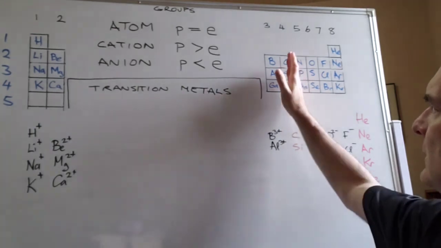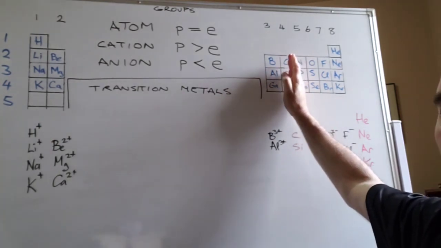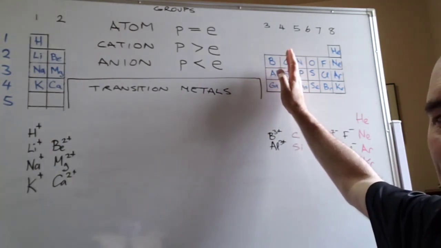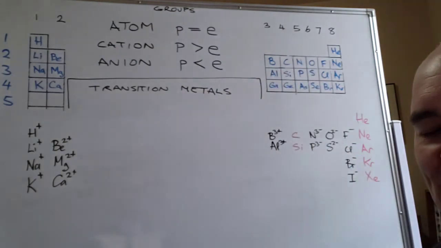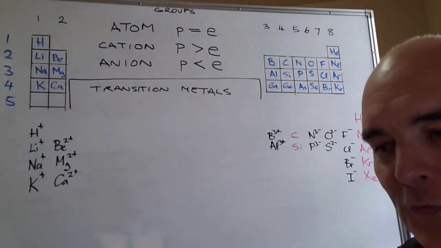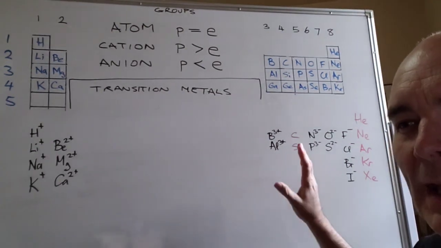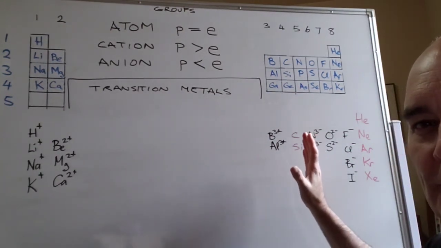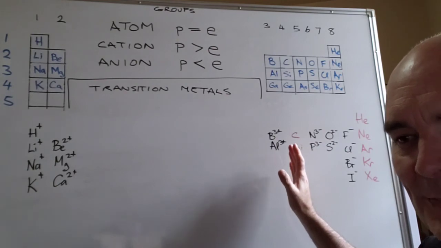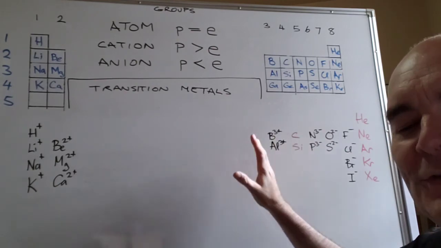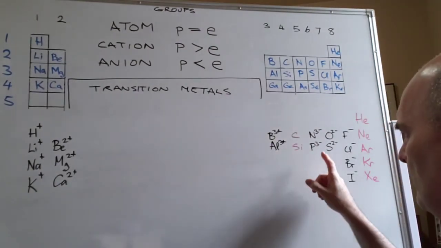Carbon and silicon at position number 4 find themselves in a place where it's too much effort either to lose that many electrons or to gain that many electrons. And they're going to hold off. They're not going to participate in this type of reaction. They're going to do something else that we'll see later.